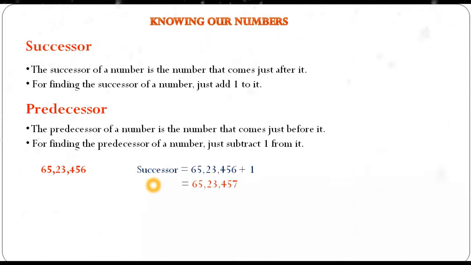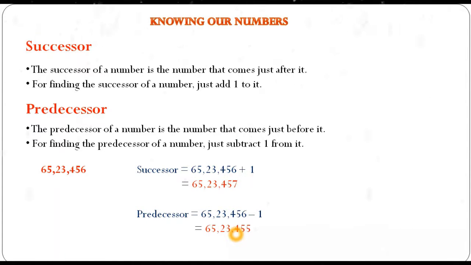And if we look at the predecessor, for that you just have to subtract 1 from this number. So 6523456 minus 1, you will get 65 lakh 23,455. So this is the predecessor. So simply for finding the successor, you just add 1, and for finding the predecessor, you just subtract 1. Okay, successor and predecessor means what comes after and what comes before of a number.